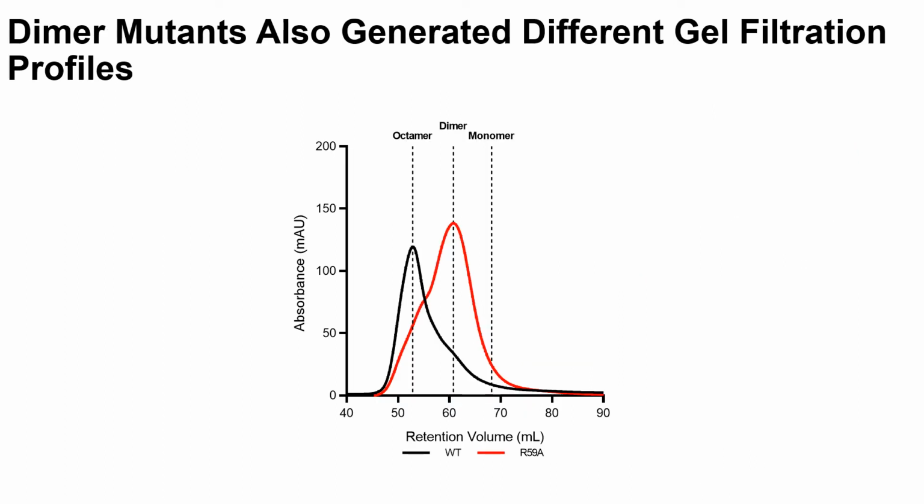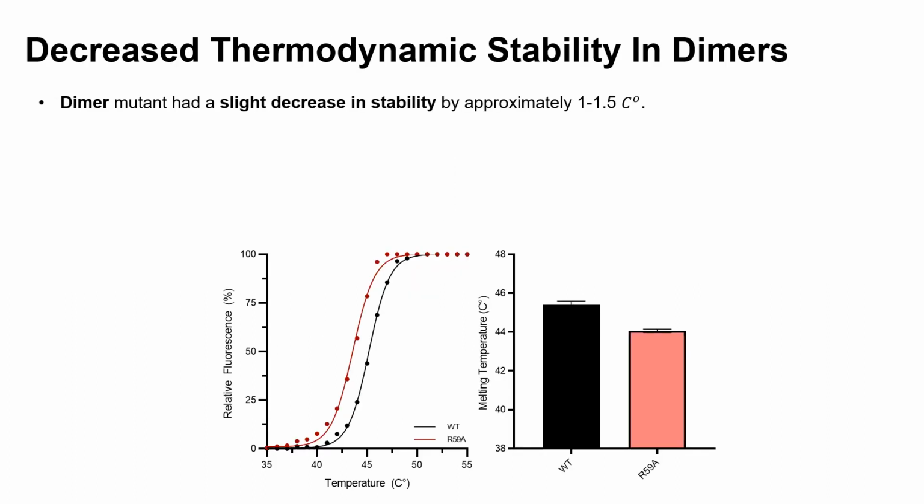Moving on to the mutants aimed to produce dimers, only one mutant generated a dimer. That mutant yielded a peak on the gel filtration chromatogram that had a retention time in between the octamer and the monomer. This leads us to believe that this mutant was successfully able to disrupt the octamer interface to produce dimers. The other 3 mutants produced peaks similar to that of the wild type.